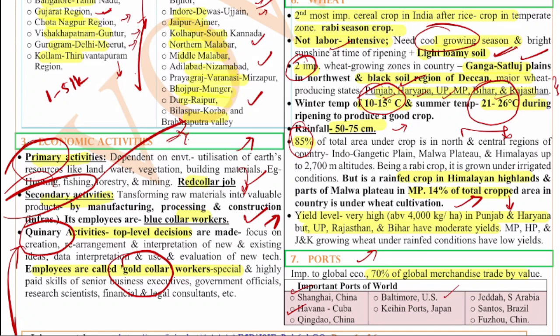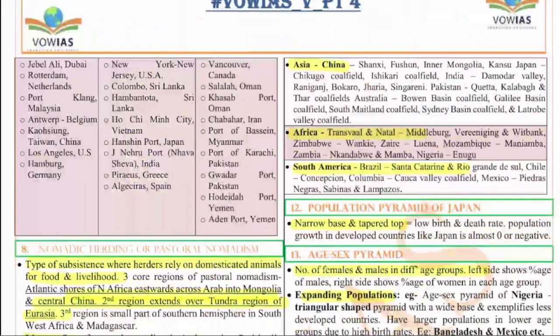You have the Baltimore port in the US, the Keihin port in Japan, Jeddah in Saudi Arabia, Santos in Brazil, Fuzhou in China, Qingdao in China. Chinese and Japanese names we can identify very easily. Next is Port Klang in Malaysia, Taiwan in China, Los Angeles in the US, Hamburg in Germany. All of them are these ports.